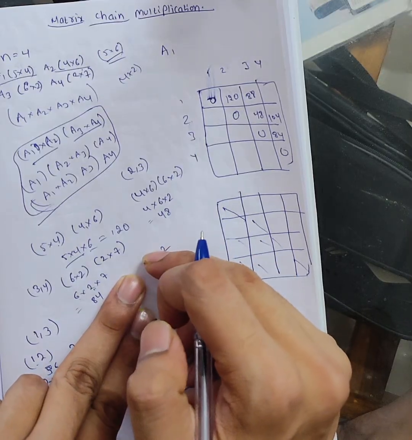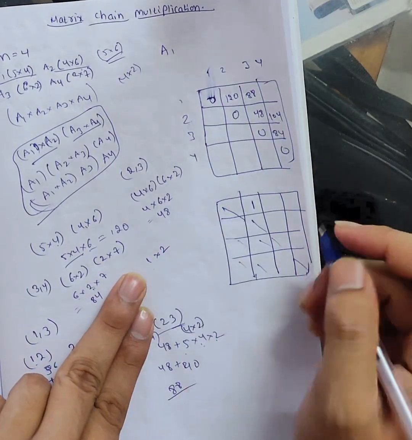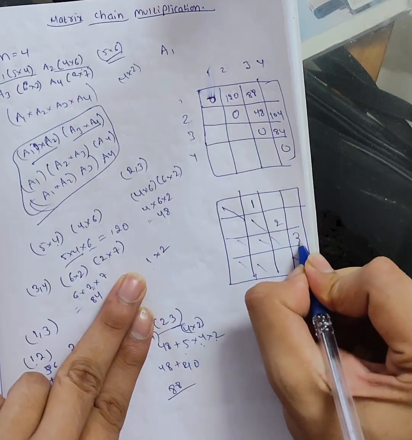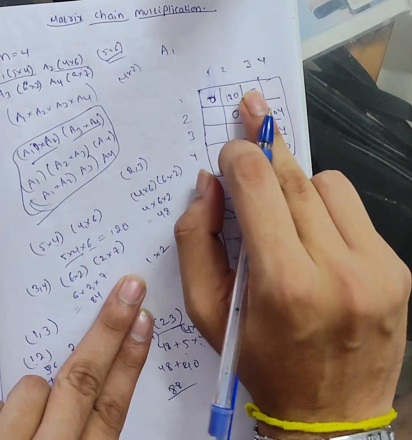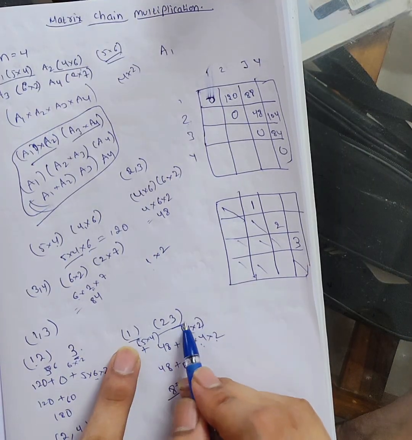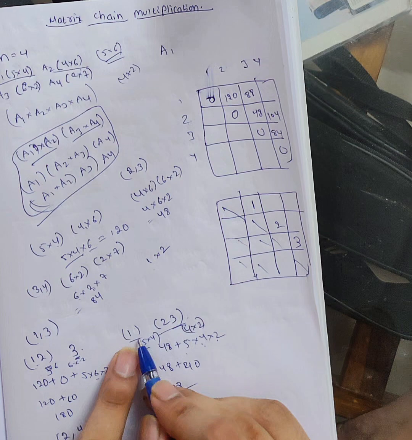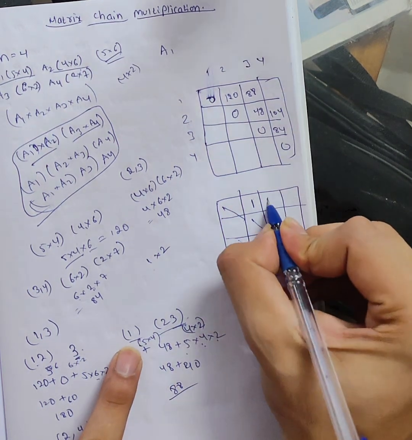The column which we are taking, we will be writing that matrix 1. Similarly for 2, 3, 2. For 3, 4, 3. Like this. Now for this one, 1, 3. How are we multiplying? 1 into 2, 3, right? Here I am taking the matrix of 1, right? That's why I will write 1.